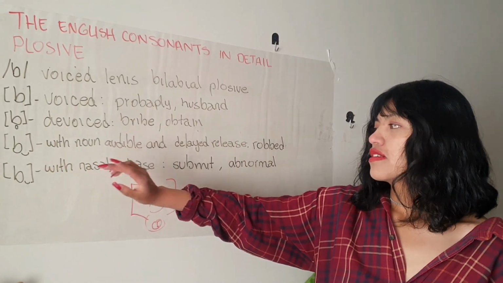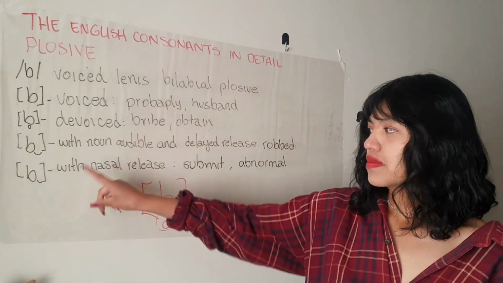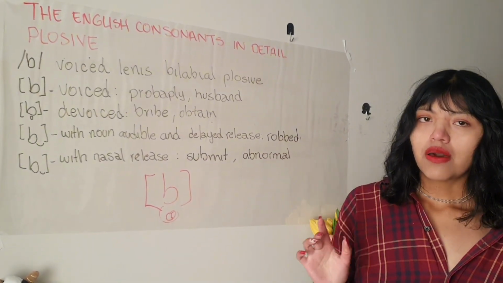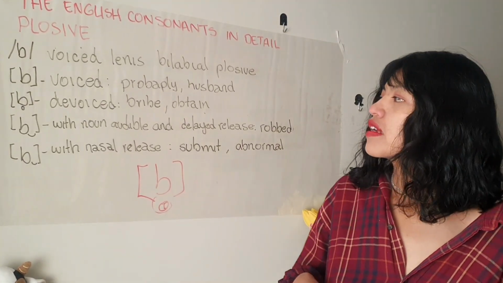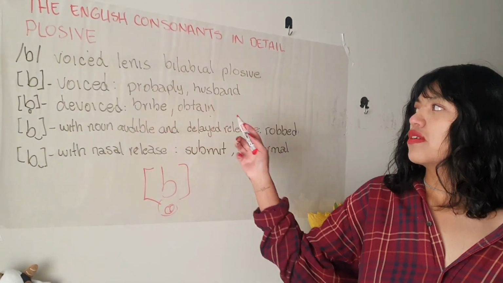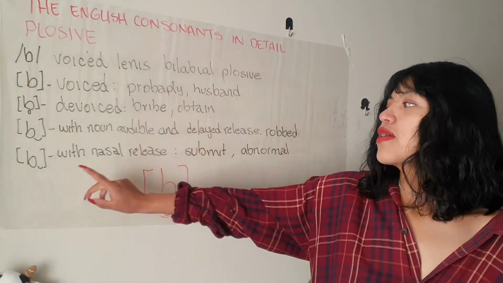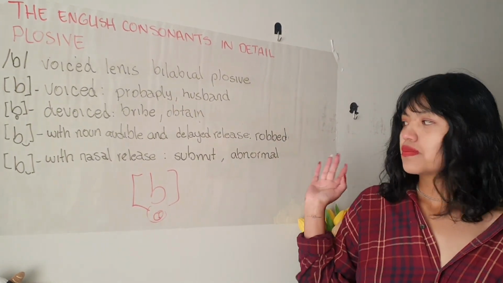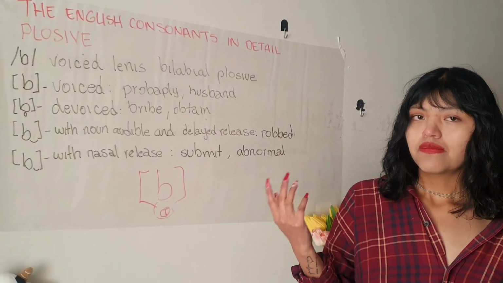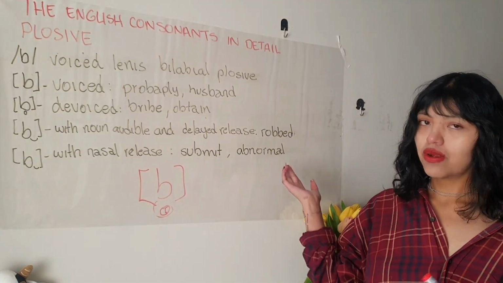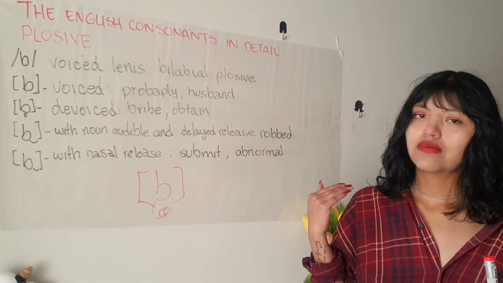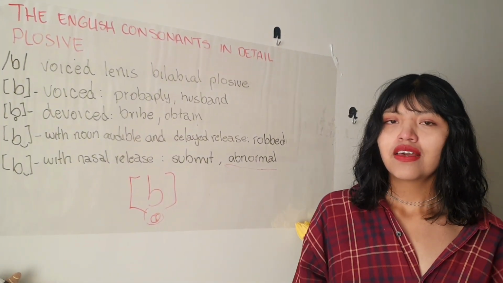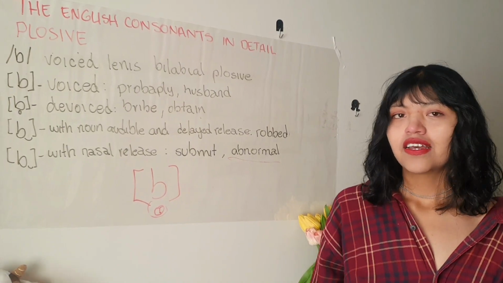The third one is with non-audible and delayed release, and we have examples like robbed. We don't release rob, but we say robbed. The last allophone of this voiced lenis bilabial plosive is with nasal release. We have examples like submit, abnormal. We don't release the b in submit, and for abnormal we say abnormal with the nasal release. And it reminds me of one of my favorite albums by The Strokes, which is called The New Abnormal.